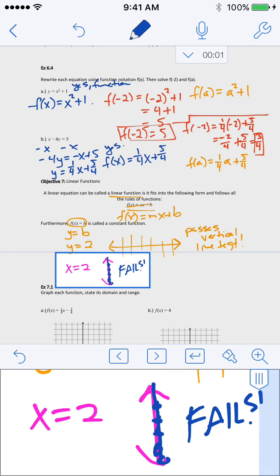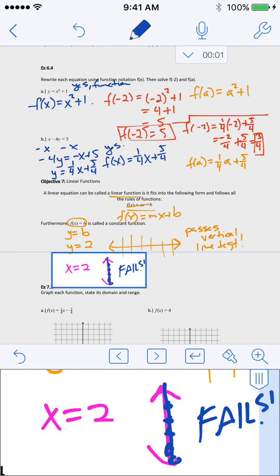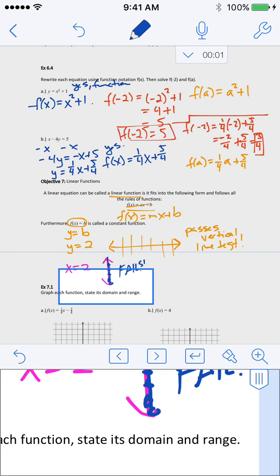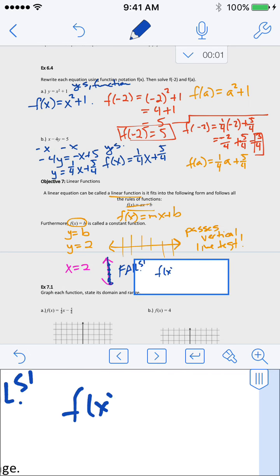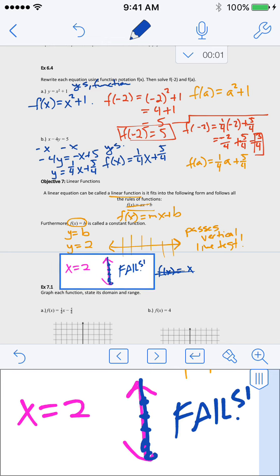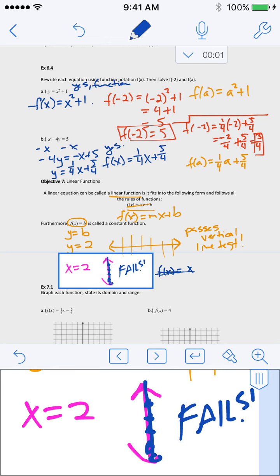It doesn't have a slope. It's not a function. These ones really aren't that cool. We use them with the vertical line test, but these are not functions. So we would never have f of x equals x. It's not even possible to write that, right? That doesn't even make sense. There's no y to change to f of x. So vertical lines are not functions.